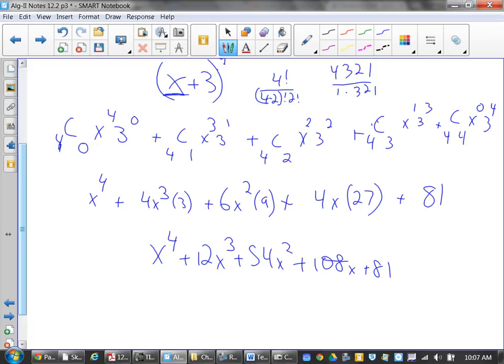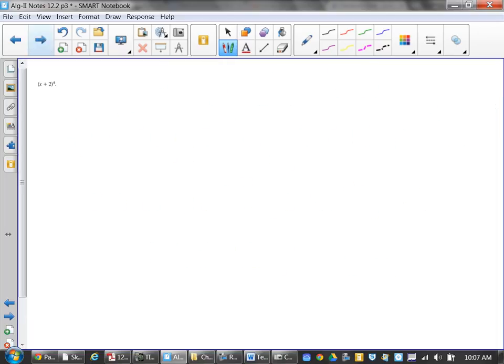Let's try another one. Is that all binomial expansion is? Yep. What if there's subtraction, like x minus 2 to the 6? You just have to remember to put the negative in parentheses when you're changing your degrees.